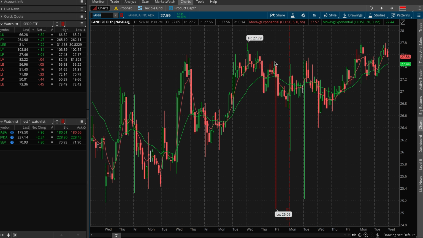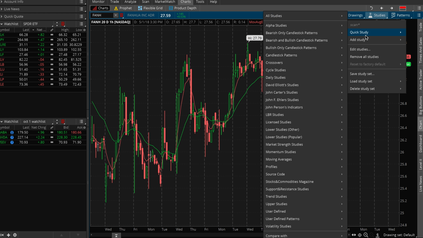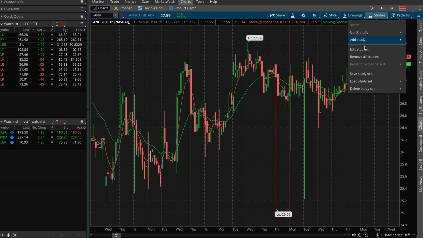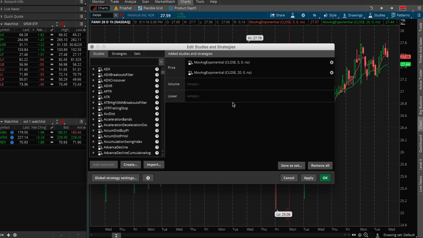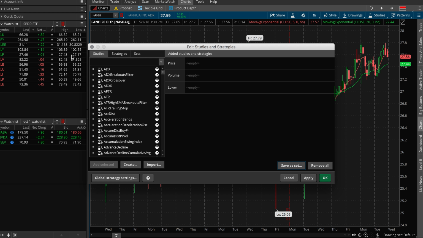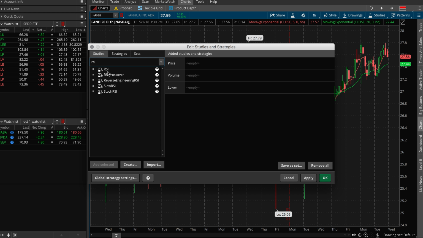So I'm looking at this Think or Swim platform. If you want to throw on an RSI, the easiest way really is you go to Studies, Quick Study, or you can try to do Add Study, right? Or you can always go to Edit Studies. So if you go to Edit Studies, let me remove these moving averages. Over here, you just put in an RSI, and there you go. So there's the RSI, right?